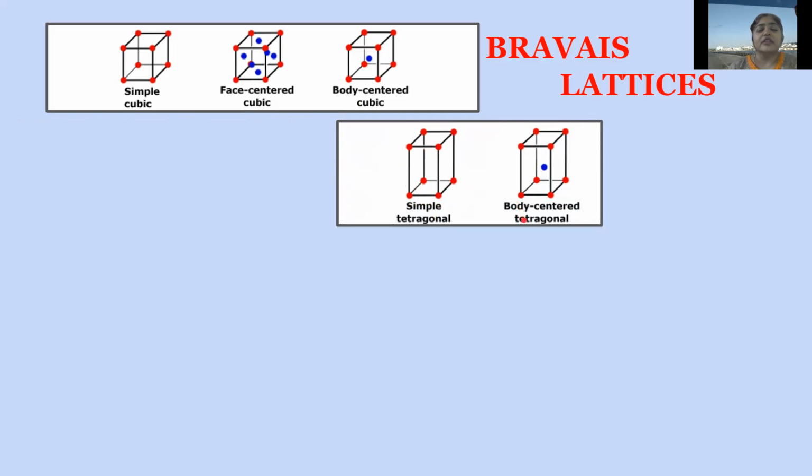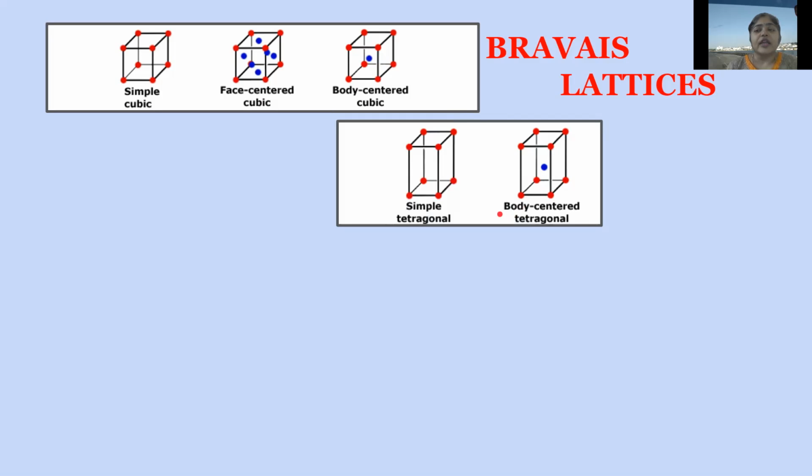And the body-centered tetragonal unit cell, where like the body-centered cubic, there is one constituent particle in the center, or exactly in the middle of the body of the tetragonal unit cell, in addition to the particles being present at the corners. So this is the body-centered tetragonal unit cell.